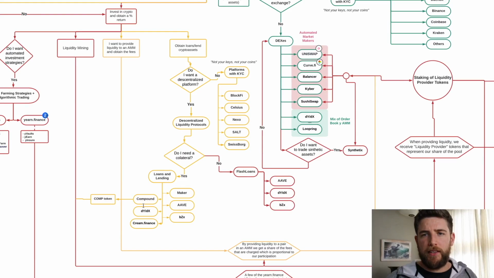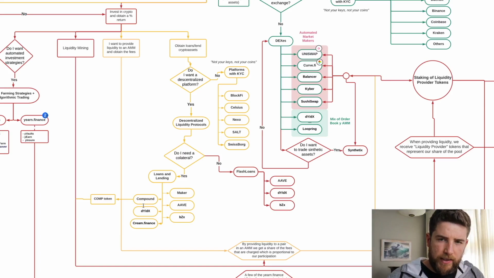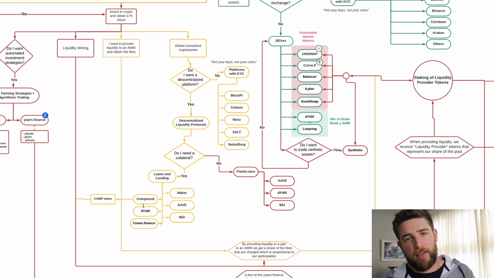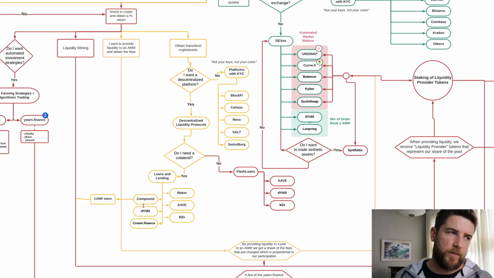What Compound did is they wanted to reward the people who use the protocol, right? So the people who locked money in the protocol and borrowed against collateral in the protocol, they wanted to reward with a governance token, right? And what is a governance token? A governance token is a token that is used for voting on the governance module of the protocol.